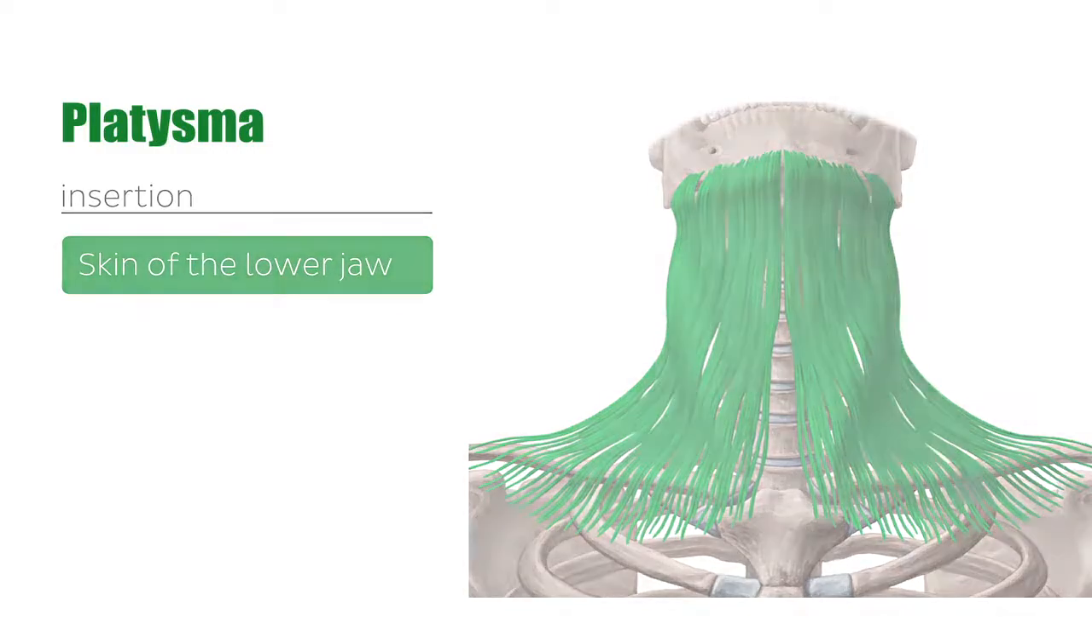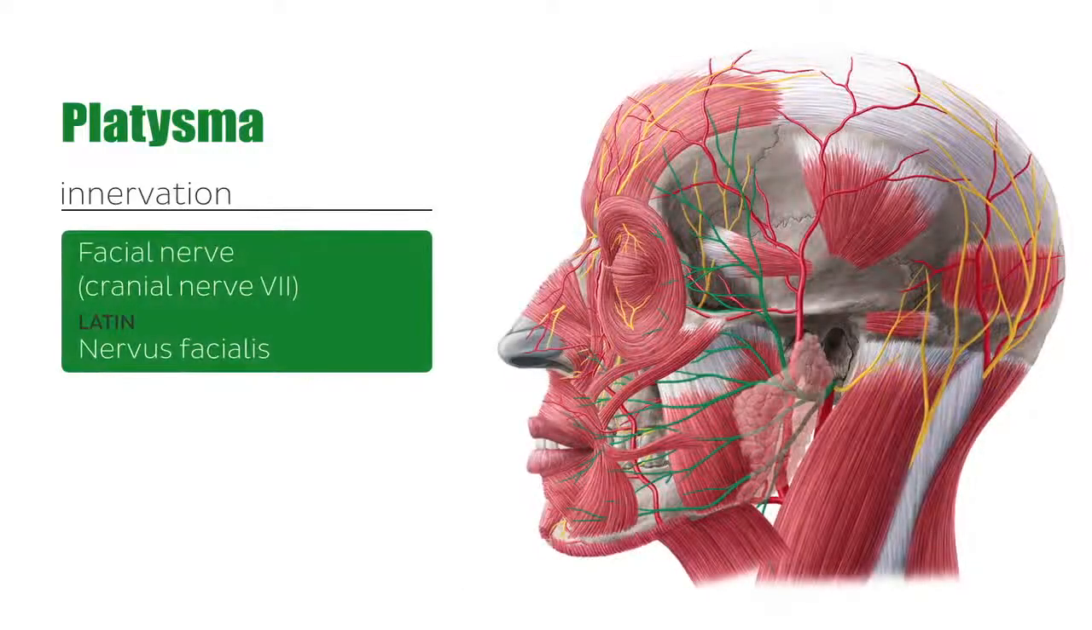The platysma is also innervated by this nerve that you see here highlighted, the facial nerve, like we also see in other facial muscles being innervated by the facial nerve. And you can see that the platysma is innervated by the lower branches of the facial nerve, the cervical branches of the facial nerve.